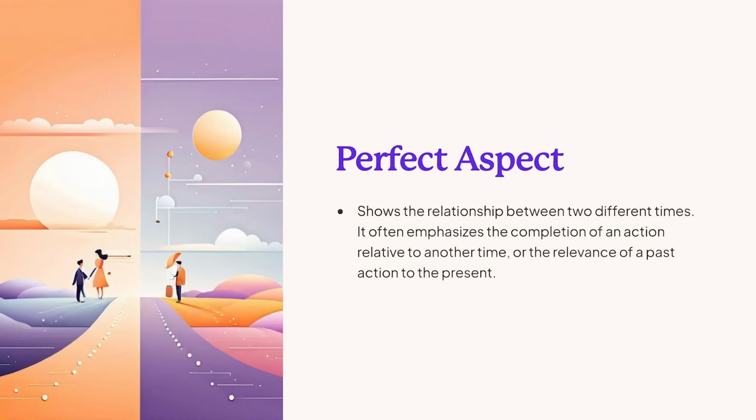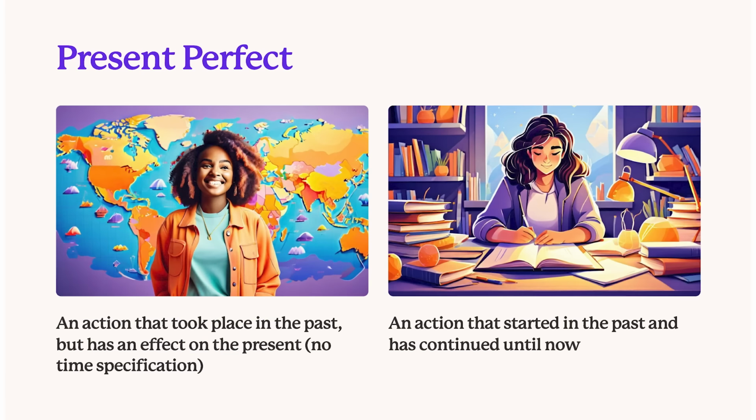The next aspect is the perfect aspect. It's the aspect that many students find the most complicated. The perfect aspect shows the relationship between two different times. It often emphasizes the completion of an action relative to another time, or the relevance of a past action to the present. Simply put, this aspect often describes events that happened before a certain time, and our attention is on their result. As always, let's begin with the present perfect.